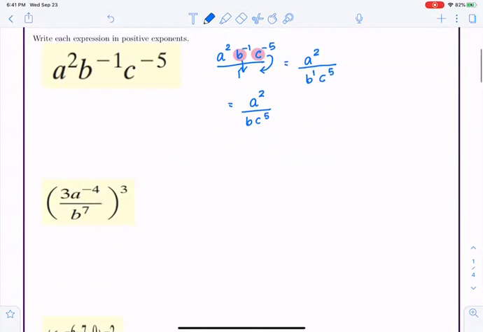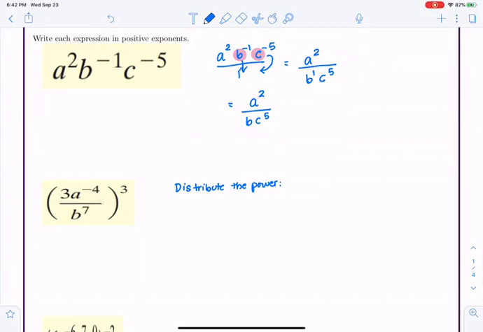So the second problem, 3a raised -4 divided by b raised 7, entire thing raised to the power of 3, can be done in a couple of ways. And I'll do both approaches and you can pick which one you like. So the first approach is to distribute the power. What do we mean by that?